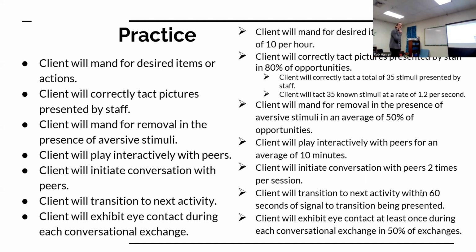I think all of those could apply. If you did a rate, it would have to be within each conversation, which might be tricky because conversations will range in duration. What did you say? Percent of opportunities. This would be clear if I said client will exhibit eye contact at least 1 time during each exchange. Then it would more clearly be that, but you could also look at duration of eye contact.